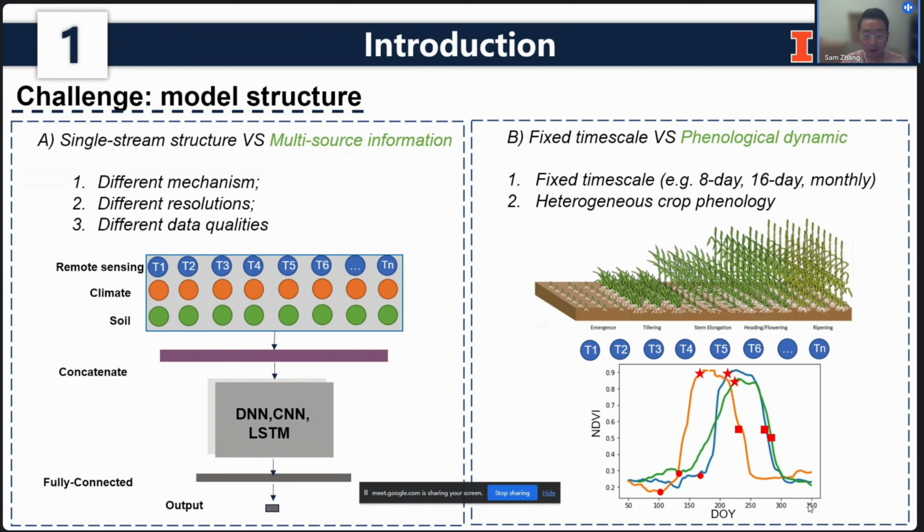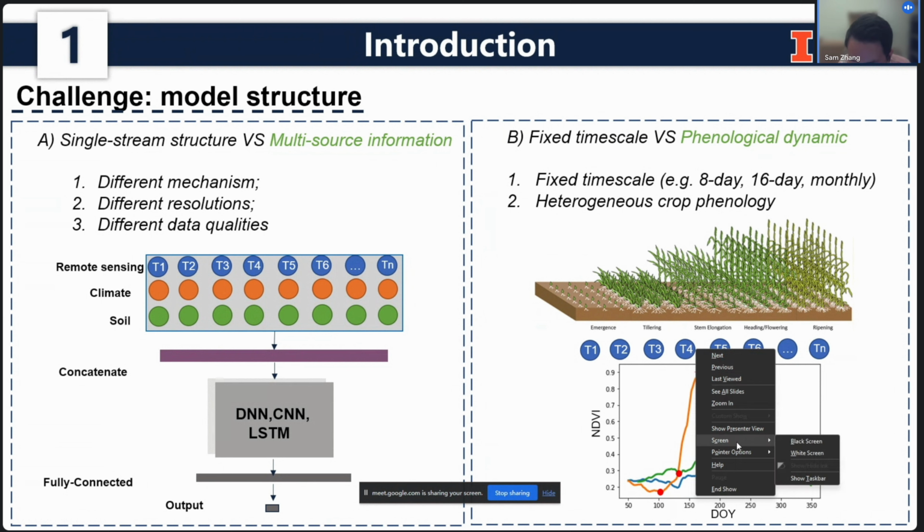The second challenge comes from the fixed time scales, or I would say the phenology dynamics of the crops, because we know the phenology of crops affects crop yield a lot, and it can be very heterogeneous. If you look at the right figure, let me see.